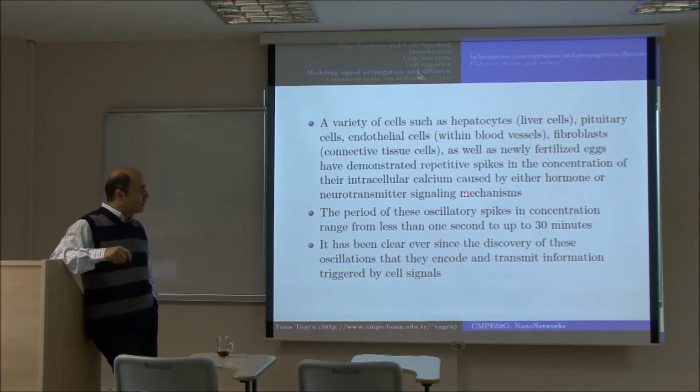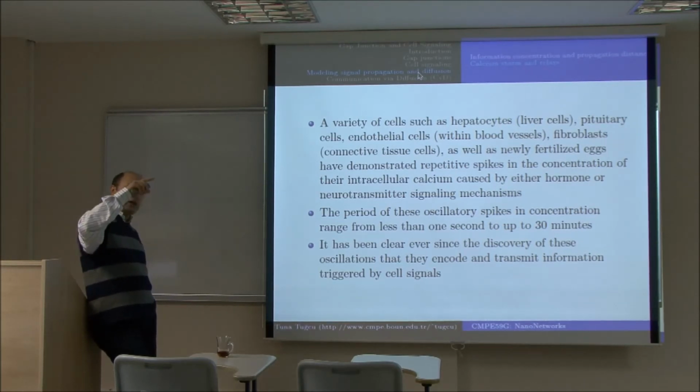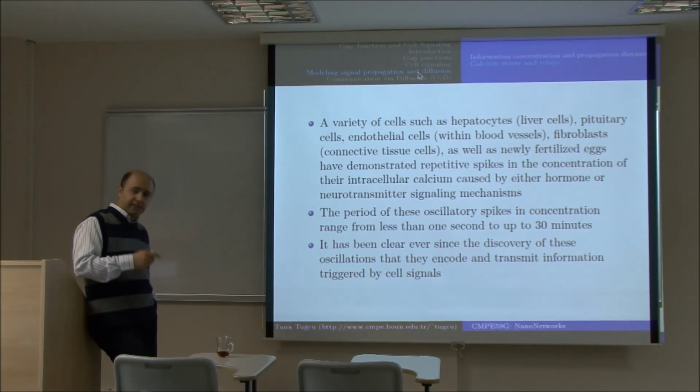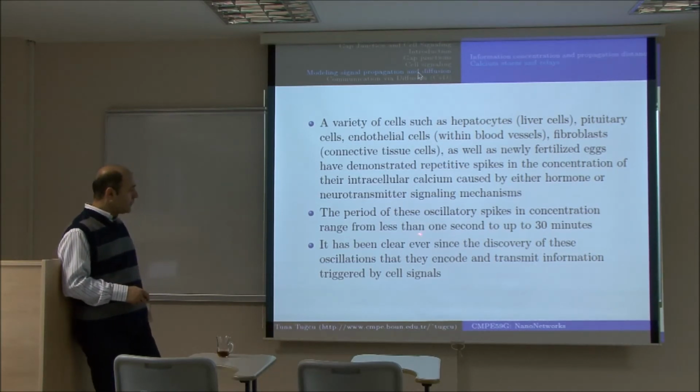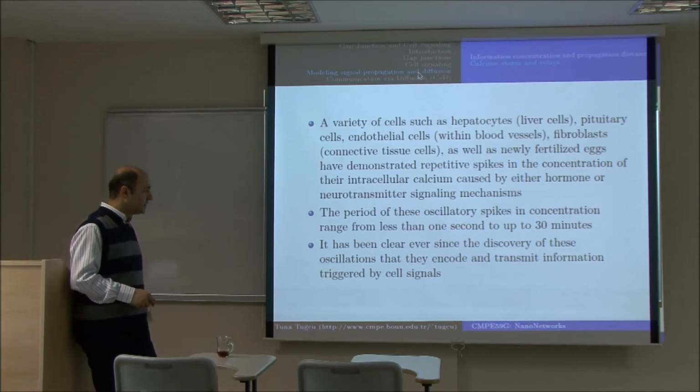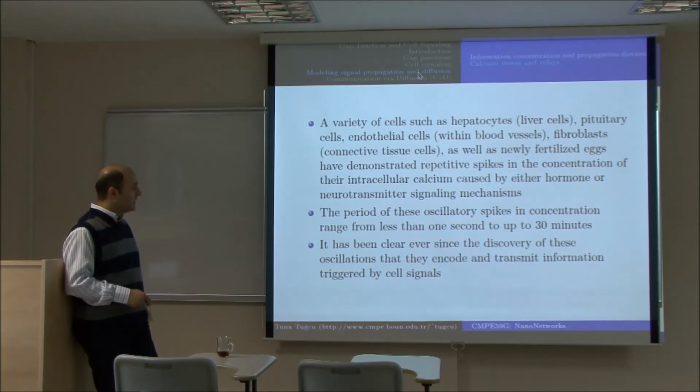The period of these oscillatory spikes we mentioned in the concentration ranges from less than 1 second up to 30 minutes. And once you have a spike, the cell has to wait for some time before a new spike can be generated. So this actually limits the data rate you can achieve. It has been clear since the discovery of these oscillations that they naturally encode and transmit information between the cells.